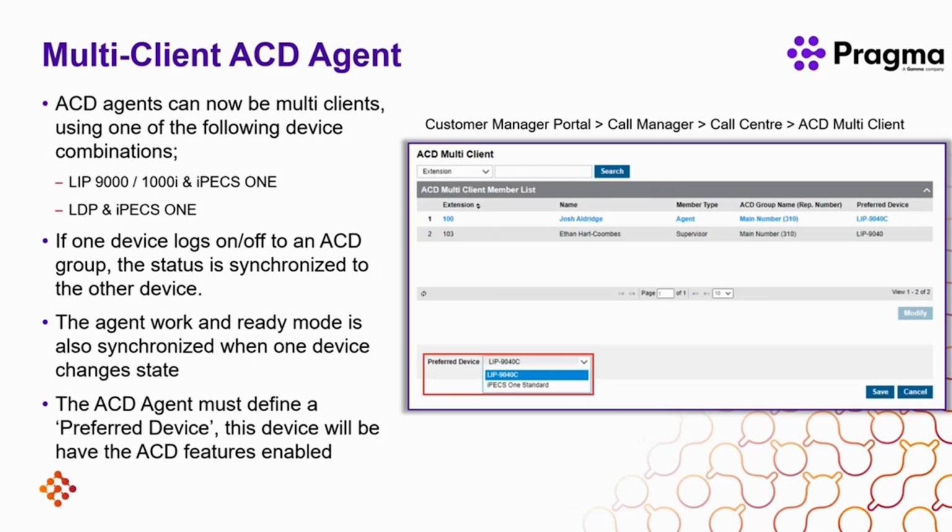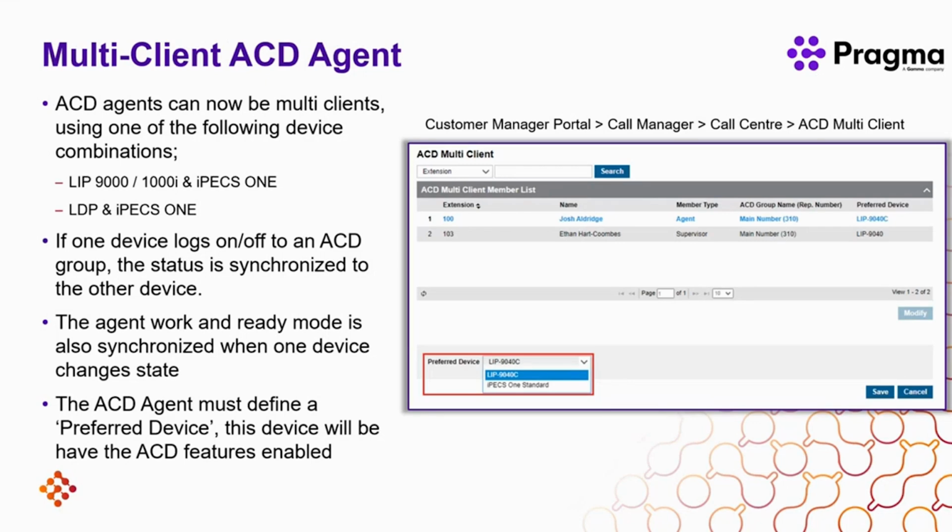So you'll need to select, or the end user will need to select, which of those devices is the ACD agent. You can see in here, there's a few different ways of doing this, and we'll cover that a bit later on in the iPECS 1 section as well. But you need to select which of those devices, whether it's a hard phone or iPECS 1, is the ACD agent. So you can receive normal extension calls on both devices, but you'll only receive ACD calls on the preferred device.